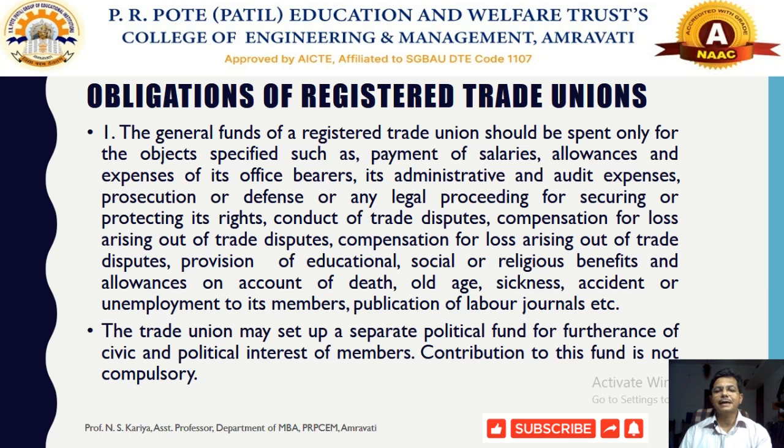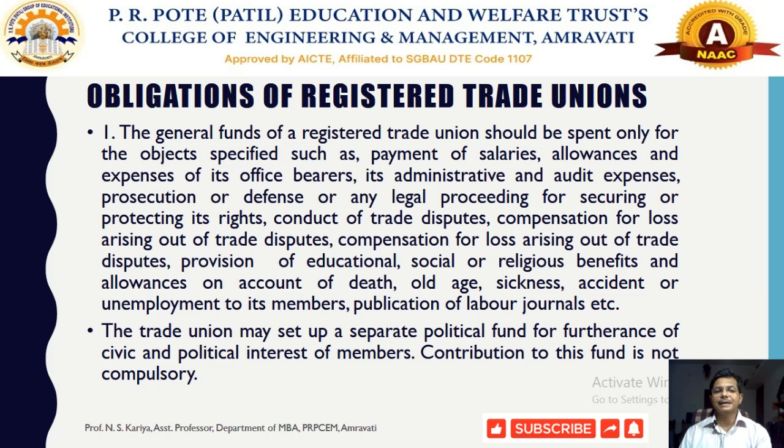Among the obligations, the first is that they primarily need to spend on the salaries of the office bearers, along with allowances and other expenses connected with the office bearers. First of all we need to pay the immediate expenses related to the office bearers, along with the administrative and audit expenses. Whatever administrative and audit expenses are due with respect to that registered trade union, they need to pay to the concerned authorities.